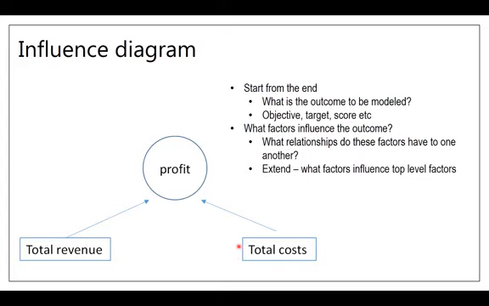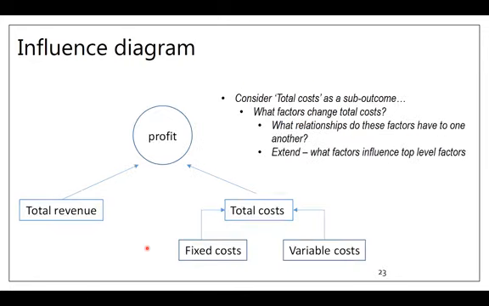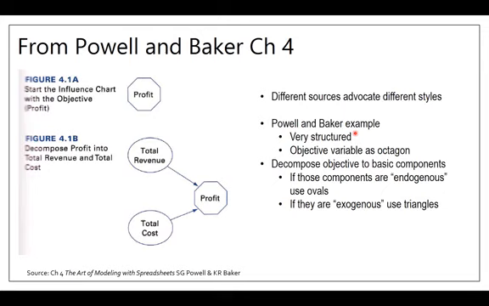So the basic rules: we start from the end, where profit is our target. What directly influences it? Well, we know the equation is revenue minus cost, so we could directly insert that. And then if we were to continue to break things down to do extensions, we might think about fixed versus variable cost being the measure that enters as total costs. So total cost is some subordinate outcome to profits, and we will want to talk about how to do that.